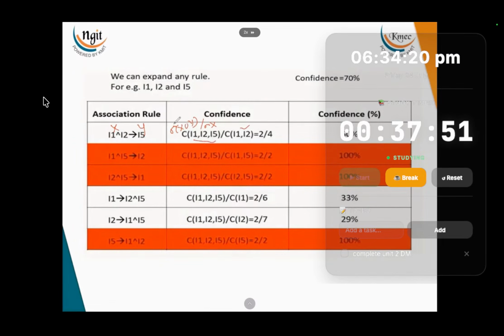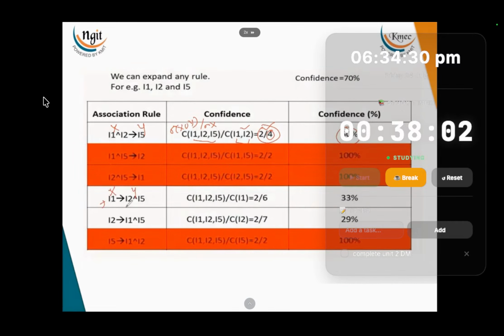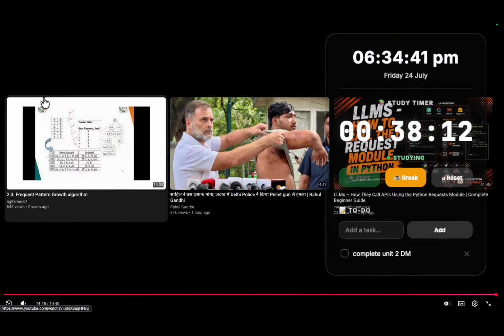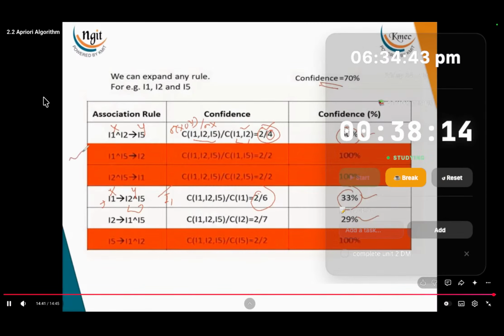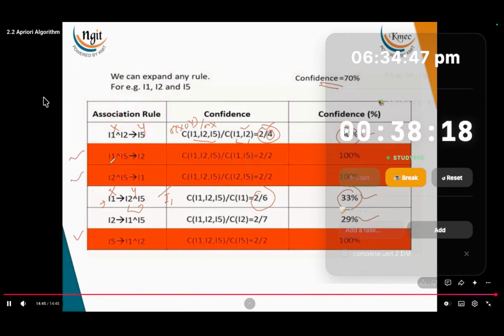Now we'll go to the transactions and find out whether I1, I2, I5 is present in the transactions or not. If it is present, how many times is it present? It is given that it is present 2 times. Then we'll check for I1 and I2, how many times it is present. X is I1 and I2, and I5 is Y. You will check how many times I1 is repeated, right? I1 is found in the data set 6 times. Then, using the support counts and the minimum confidence value, these three association rules are considered.